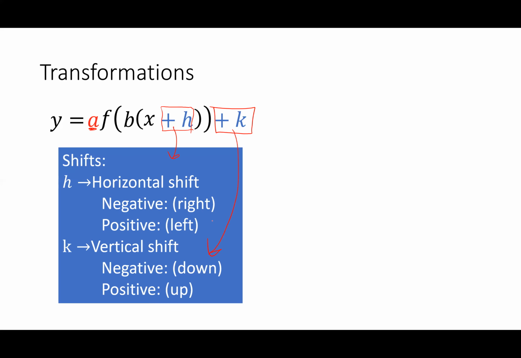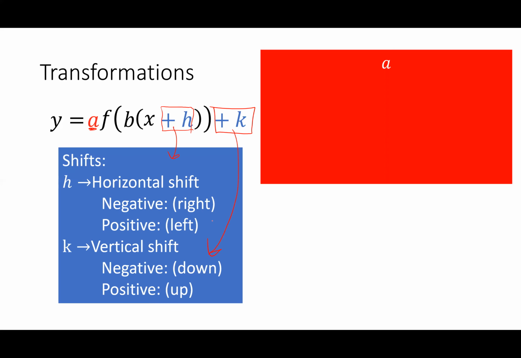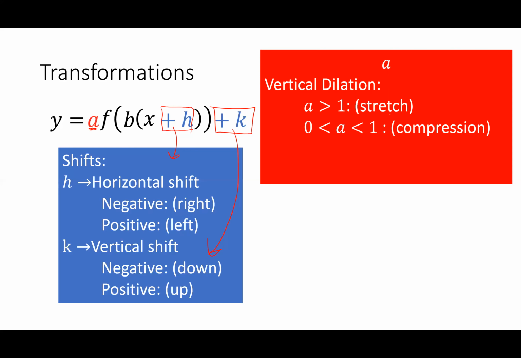Okay, so now the a values, what can the a value do? Well, there's vertical dilation. If a is bigger than 1, it's going to be a vertical stretch. If a is in between 0 and 1, it's a compression, which now begs the question, what happens if a is negative? Well, if a is negative, then we're going to be reflecting the function about the x-axis. I'm going to be showing you all of these.